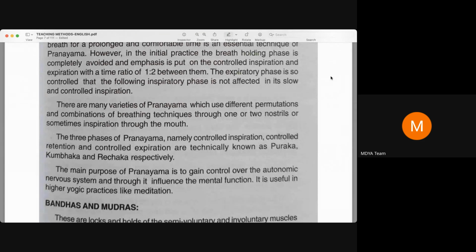So the main purpose of pranayama is to gain control over your automatic nervous system, because it not only affects your whole body but your nerves. Nerves means what? The control over your sense organs, the control of your working organs. And through it, it influences the mental function. So that is the connection between your physical and mental body. So it is useful in higher yogic practices like meditation. So we'll end here itself.